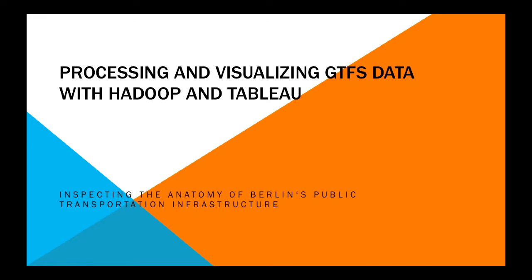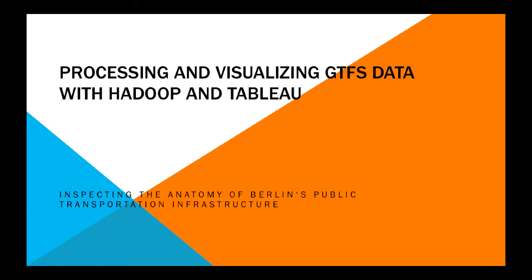In this screencast, an autopsy of Berlin's public transportation system is conducted, exposing the blood vessels of the city. This is achieved by exploring the GTFS data provided by the VBB and visualizing the most important inner-city routes for buses, trains and underground on a map.